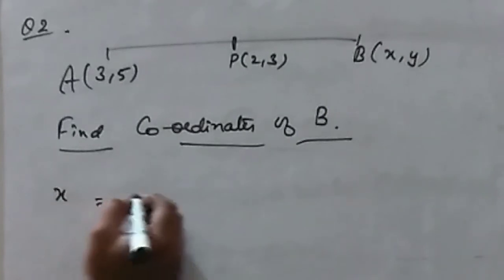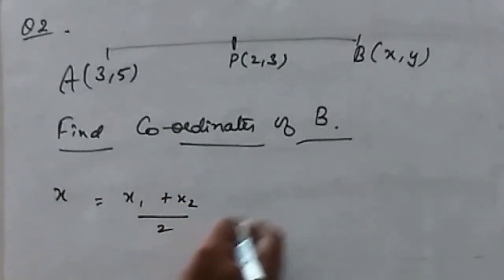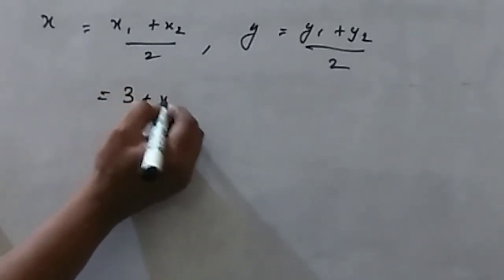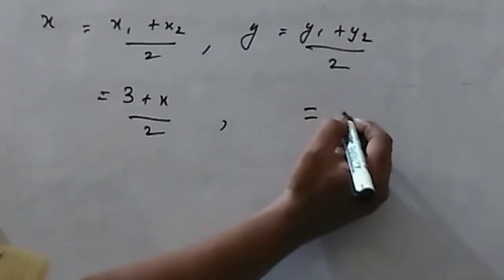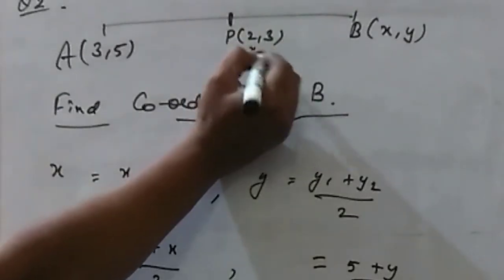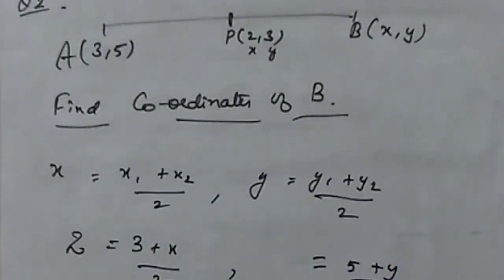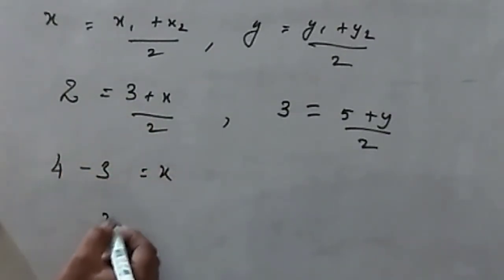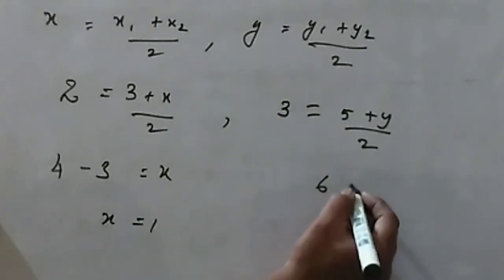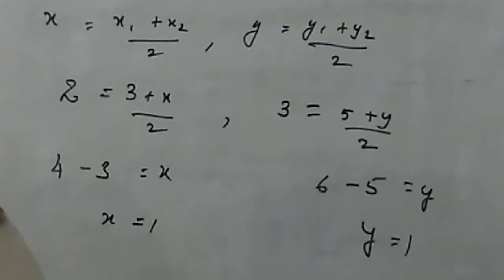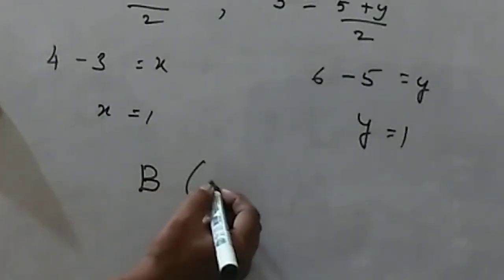So write x is equal to x1 plus x2 upon 2 and y is equal to y1 plus y2 upon 2. So 3 plus x upon 2 and 5 plus y upon 2. This is x and this is y. Now x is equal to 2 you will write, and in the place of y you have to write 3. Now cross multiply, 2 twos are 4, minus 3 is equal to x, so x is equal to 1. 6 minus 5 is equal to y, so y is equal to 1. Now write point B is 1 and 1.